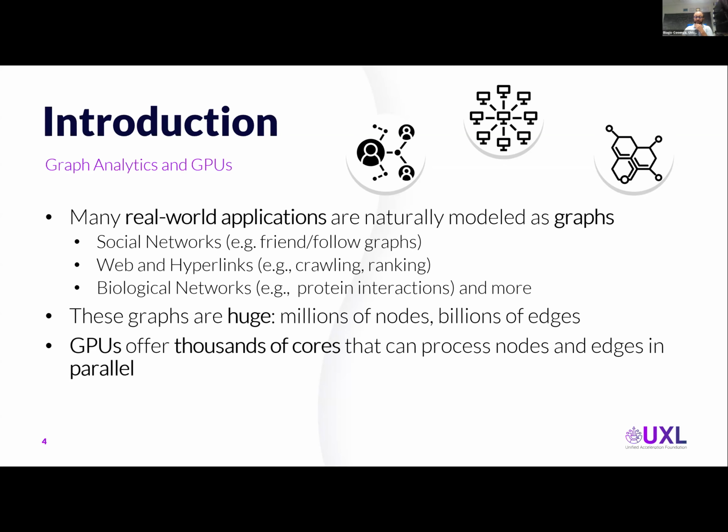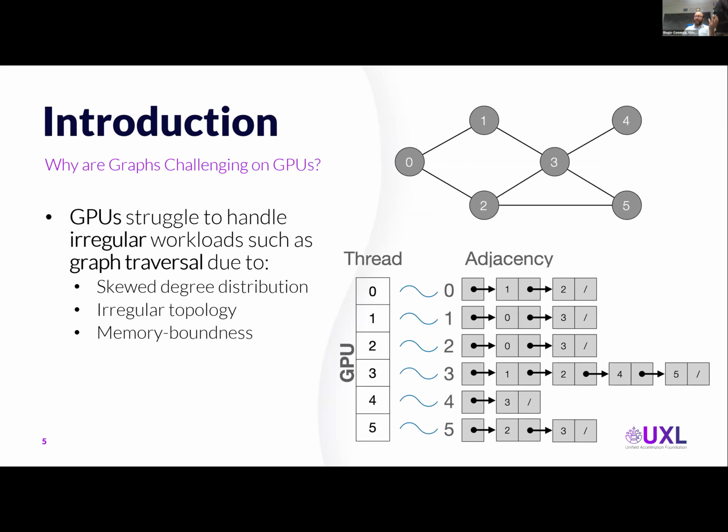So the idea of this work is to use the GPU to do graph processing. We are not the first ones, and indeed, it's a very hard challenge. Why? Because graph workloads are not really well suited for GPUs. The GPU likes coalesced memory access, but unfortunately you don't have this coalesced memory access in graphs.